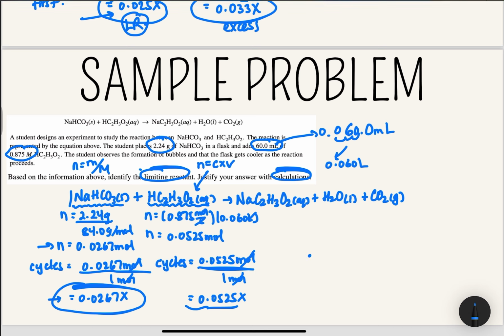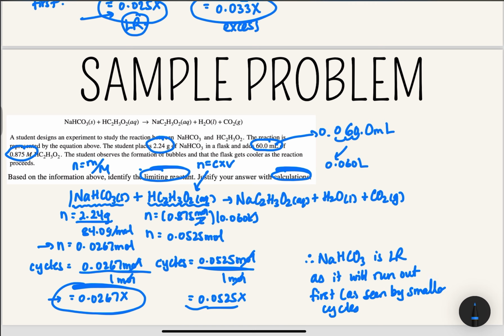So I'm going to say, therefore, NaHCO3 is my limiting reactant, as it will run out first, as shown in my cycles calculation, as seen by smaller cycles.